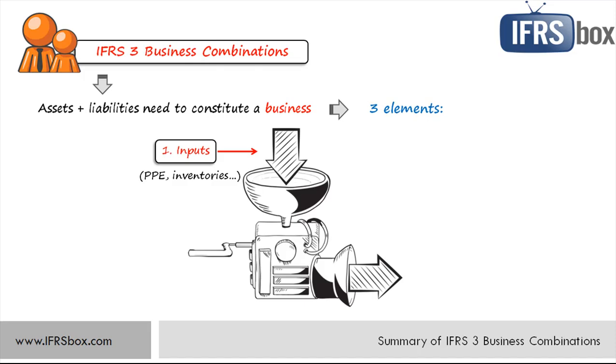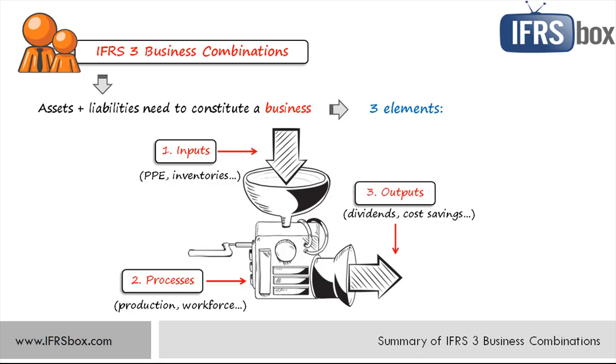Then element number 2, process or processes. Processes are any system, standard, protocol, convention, or rule that, when applied to inputs, can create outputs. For example, management processes, workforce, production processes. And finally, outputs as the results of inputs and processes applied to those inputs that provide or can provide a return in the form of dividends, lower costs, or other economic benefits directly to investors or other owners.